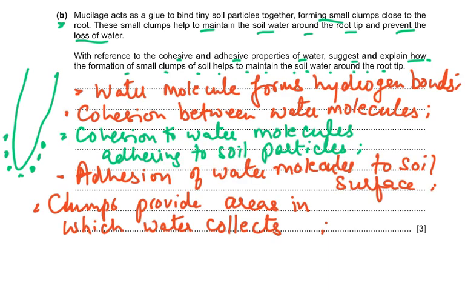Water molecules form hydrogen bonds. Second, cohesion between water molecules. Number 3, cohesion to water molecules adhering to soil particles. Then number 4, adhesion of water molecules to the soil surface. And then clumps provide areas in which water collects.